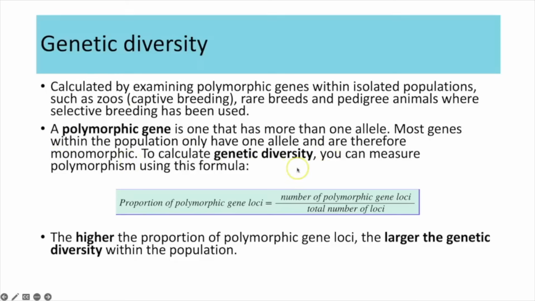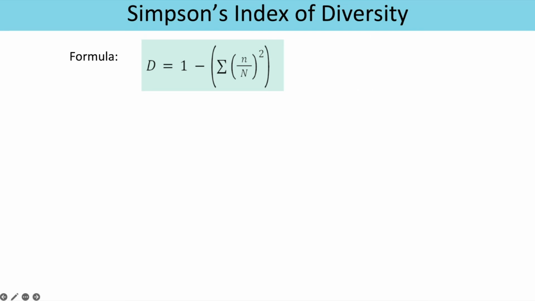But to calculate genetic diversity, you can measure polymorphism using this formula. So proportion of polymorphic gene loci, and that'd be the number of polymorphic gene loci, which basically means the number of polymorphic genes, divided by the total number of loci, which means the total number of genes. And the higher the proportion of polymorphic gene loci, the larger the genetic diversity within the population. So let's take a look then at this calculation, Simpson's Index of Diversity.